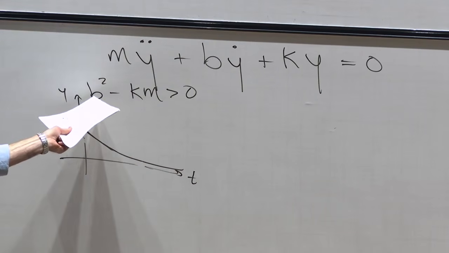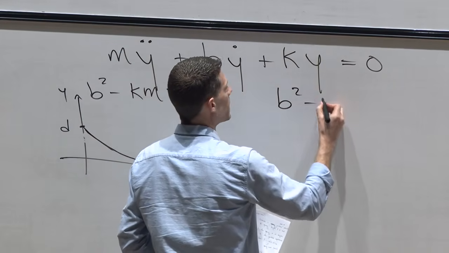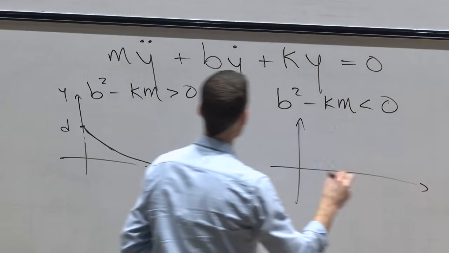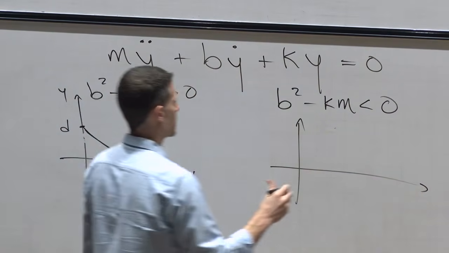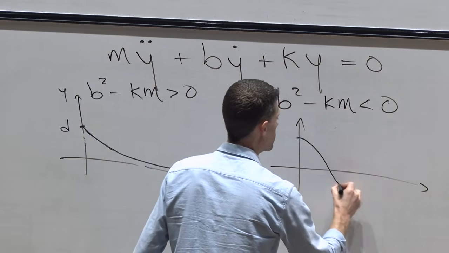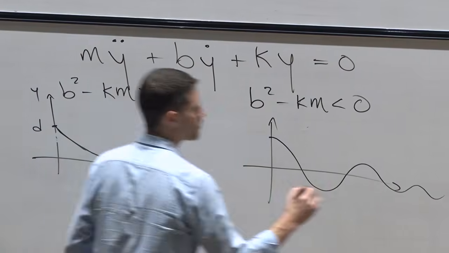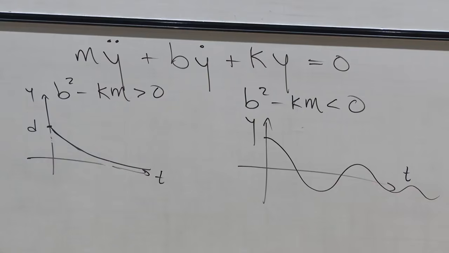Which is a spring where B is large in this scenario, so it's highly damped. I pulled the spring and it just sort of settled back. Or if b squared minus m k is negative, we get sines and cosines with a negative exponential out front, and that is like damped oscillations like that.